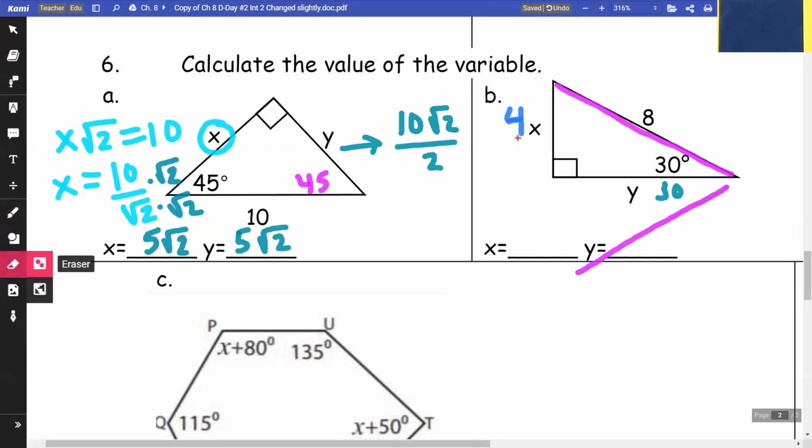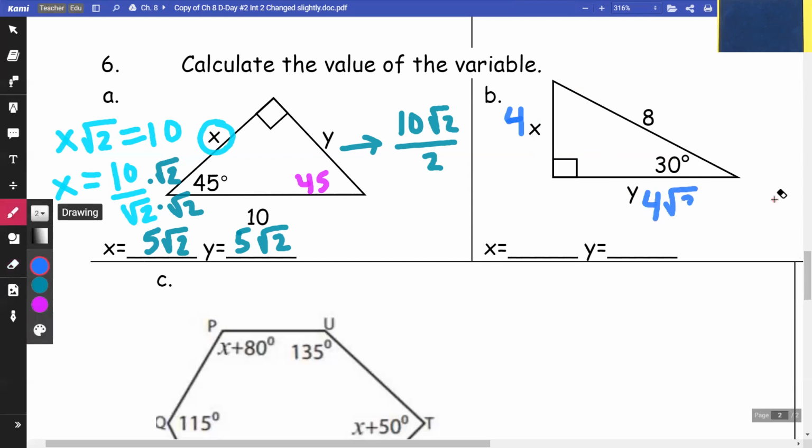So what ends up happening every time with the 30, 60, 90 is across from your 30 is your building block. If you know this, you double that and get your hypotenuse. You take this and times it by √3 to get the one across from your 60. So I get a 4 and I get a 4√3.